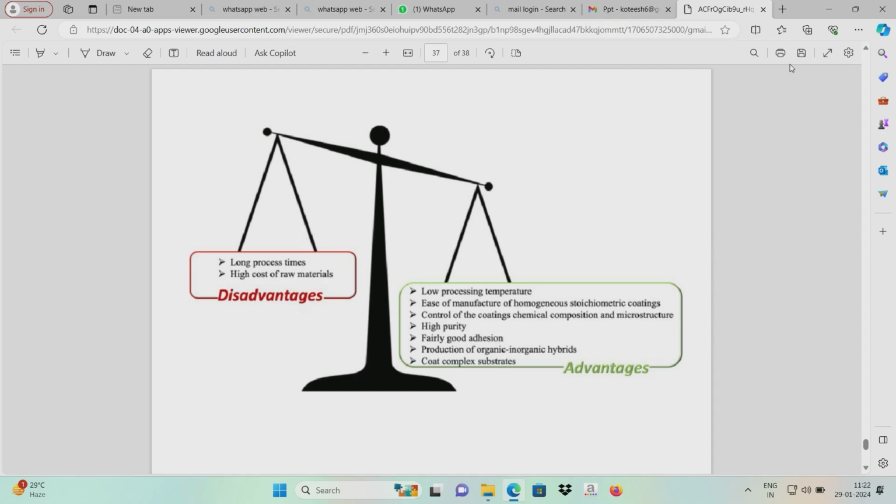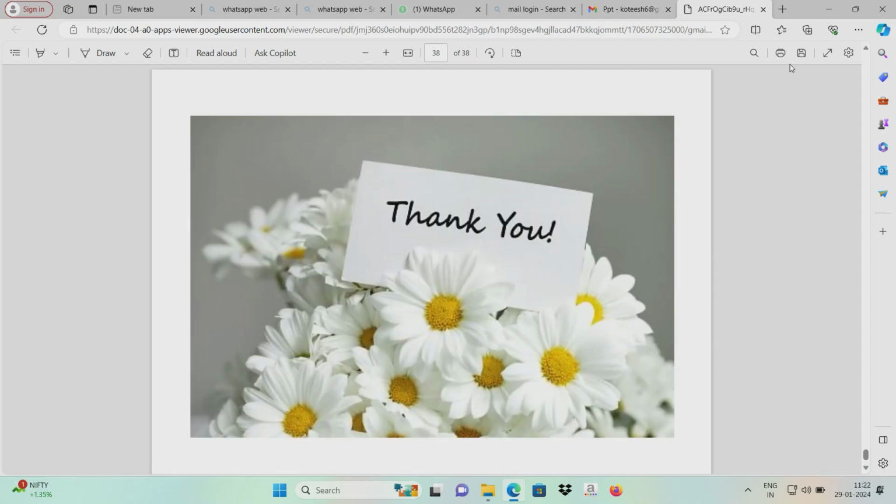This picture explains the advantages and disadvantages of the sol gel technique. The disadvantages are a long process time and the high cost of raw materials needed. The advantages are a low process temperature, high purity, and that organic and inorganic hybrids can be developed with this process.